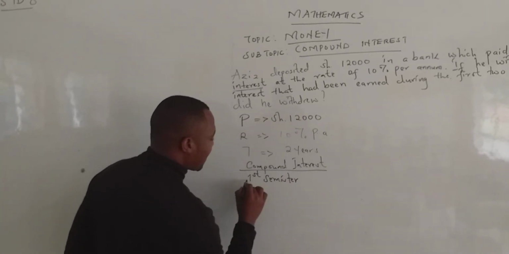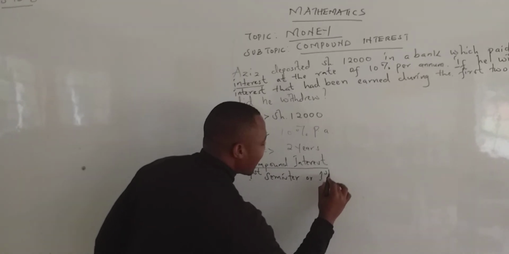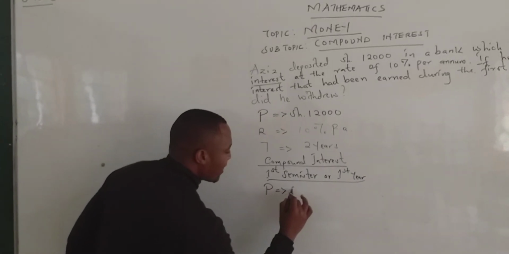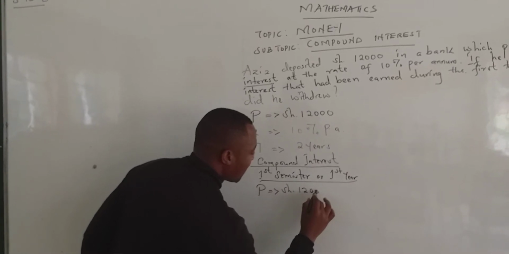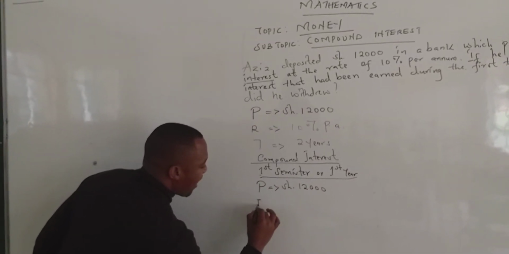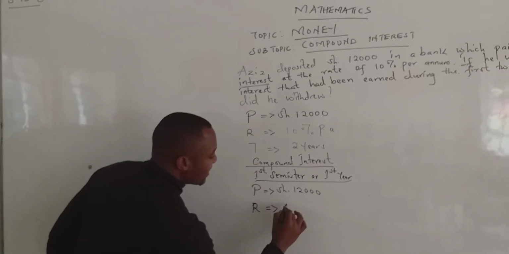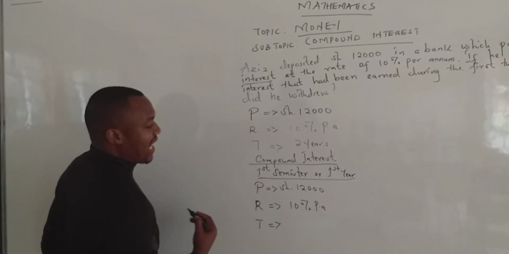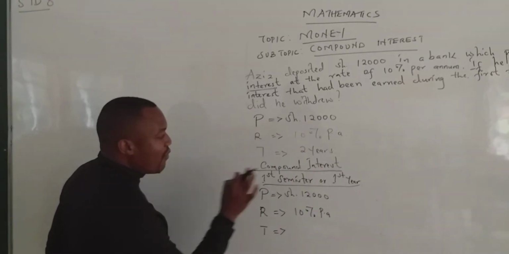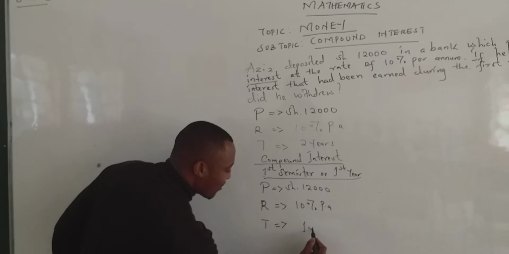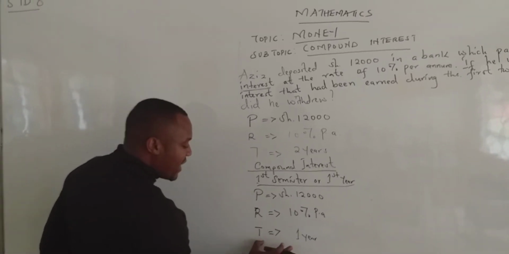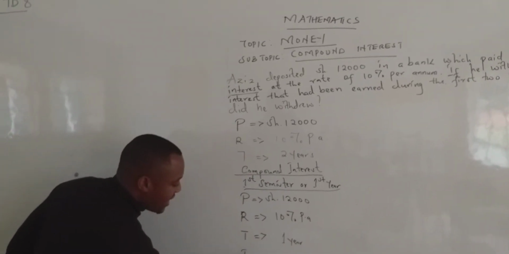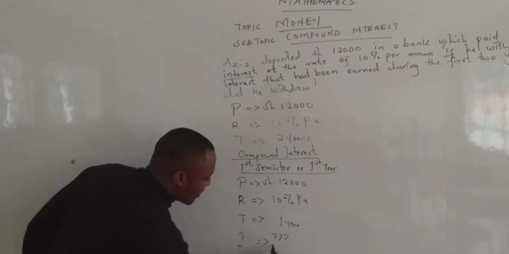So in our first semester, or we call it our first year, our principal on our question is 12,000 shillings. Our rate is 10% per annum. Our time, remember we're working on interest for the first year. So the time is not two, we shall have to find the interest for 1 year first of all. That is the interest that was accumulated or gained in the first year alone. So interest is what we're supposed to look for.